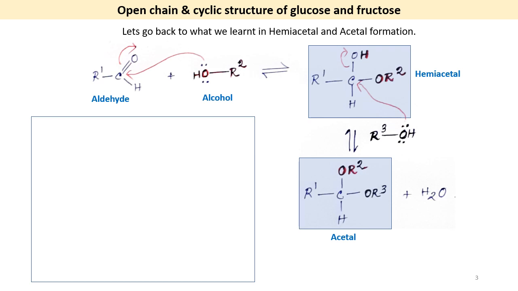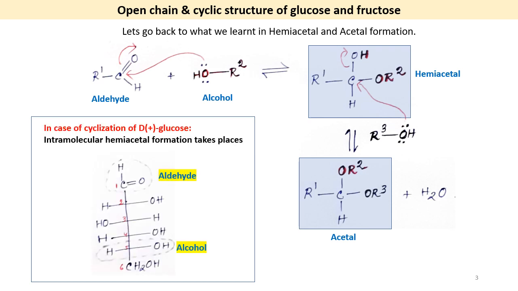So if, instead of this aldehyde, it had been a ketone, the compound that would have been formed in the first step would be a hemiketal, and the final compound would have been a ketal, right? So in case of cyclization of glucose, intramolecular hemiacetal formation takes place. Why? Because it has an aldehyde group and it has many alcoholic groups. Now due to the proximity and the stability of the final product, the reaction happens between the aldehyde and the C5 OH group. Okay, this leads to formation of a 6-member ring, which is the most stable ring form.